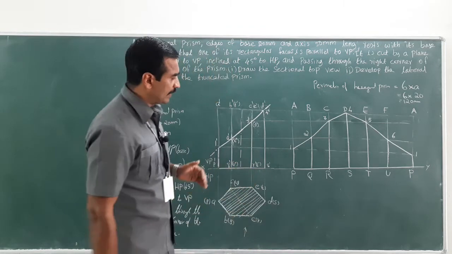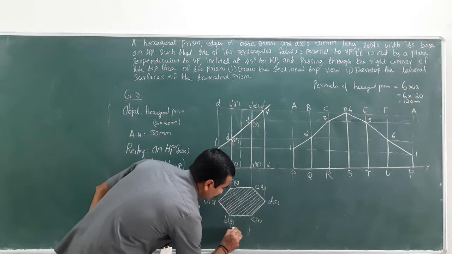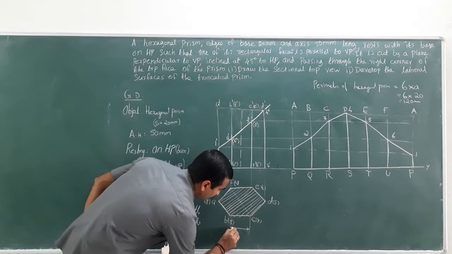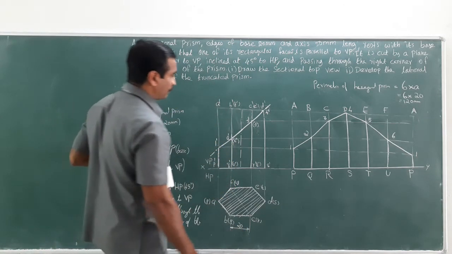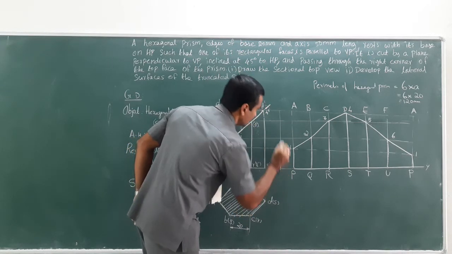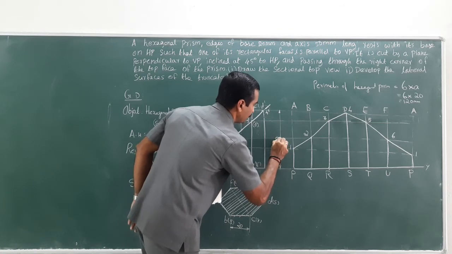Now let me just do the dimensioning for this. This side is 20 mm, right? 20 mm, base side is 20 mm, 20. What about the axis side? Axis side is 50. Axis side is 50 mm. So mention it over here. Over the dimensioning line, you just mention it 50.